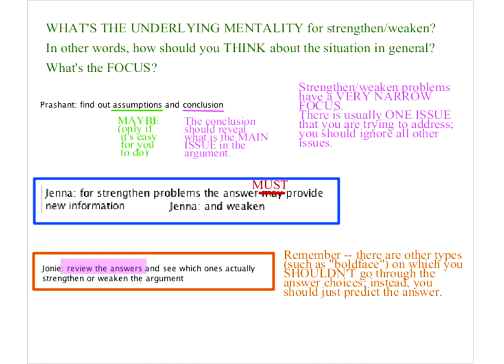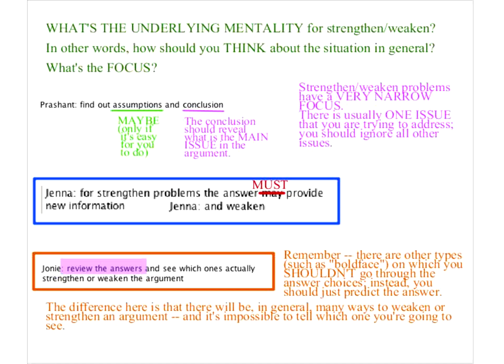The difference here is that there will be, in general, many ways to weaken or strengthen an argument. And it's impossible to tell which one you're going to see. So therefore, you need to just go through the answer choices. Don't try to predict. Because if you try to predict the answer to these things, a lot of the time you will come up with predictions that are totally legit but are not their answer.